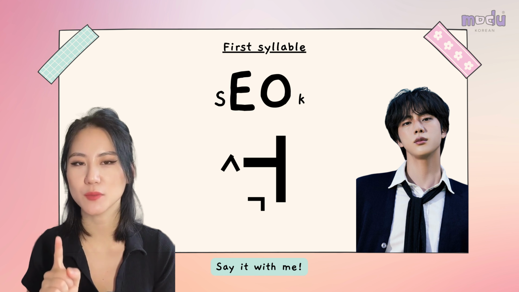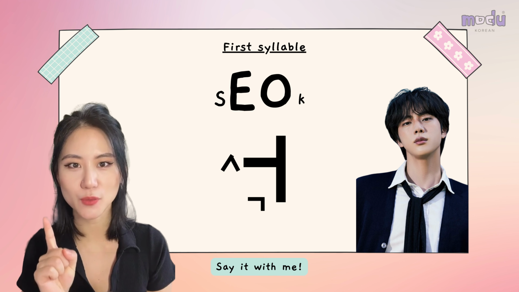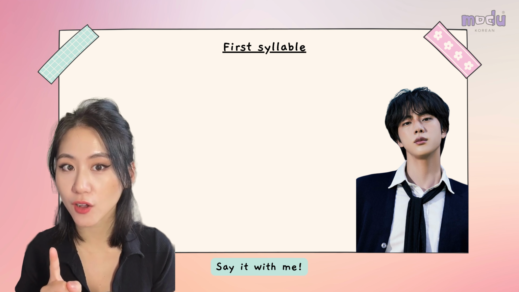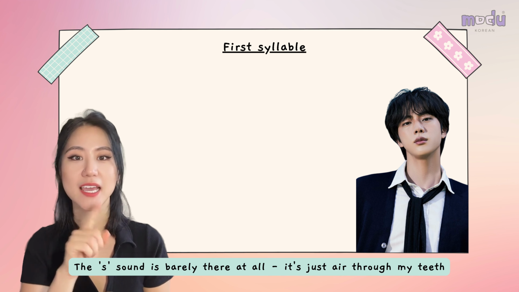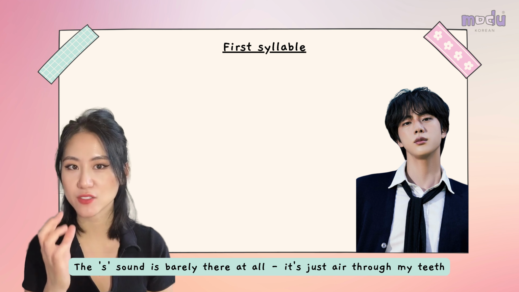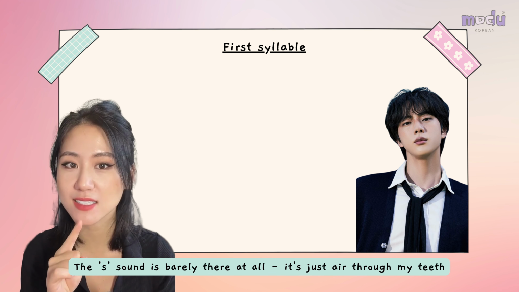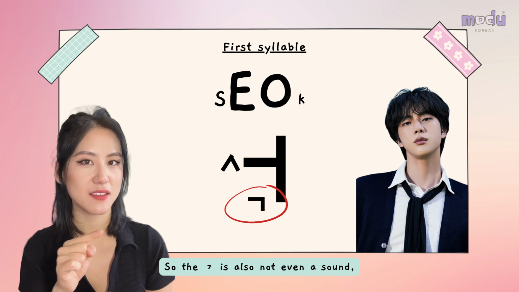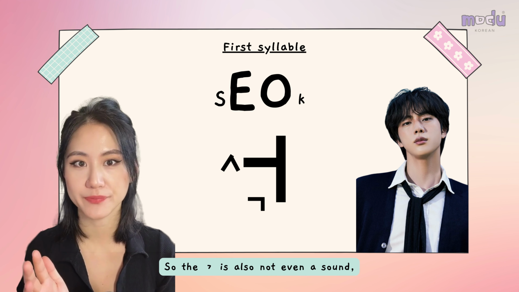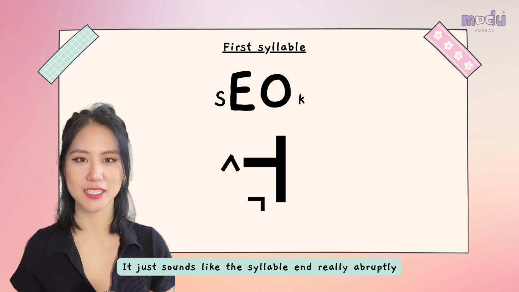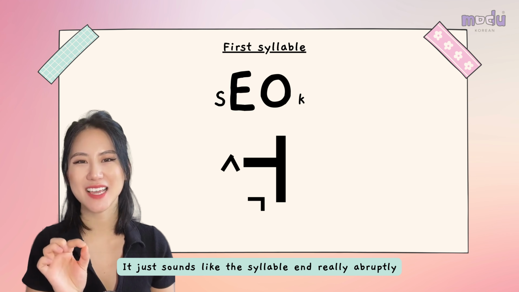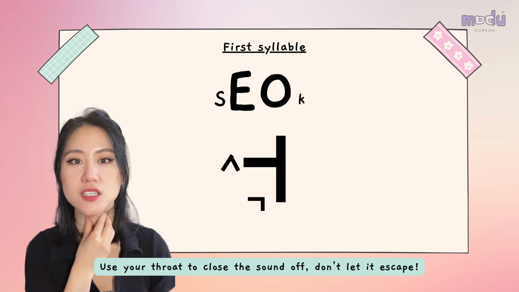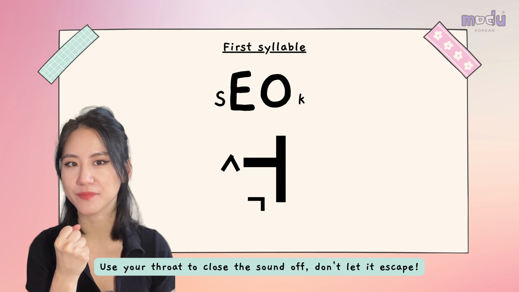So let's do it syllable by syllable. The first syllable will go sok, sok. So you'll notice that the S is almost not even a sound. It's almost just air coming through my teeth. Sok, sok. And then the G, you can barely hear it at all. And as we discussed previously, supporting consonants, you're only saying the very tip of the sound. So it's not sok. Use your throat, sok, and close it in.